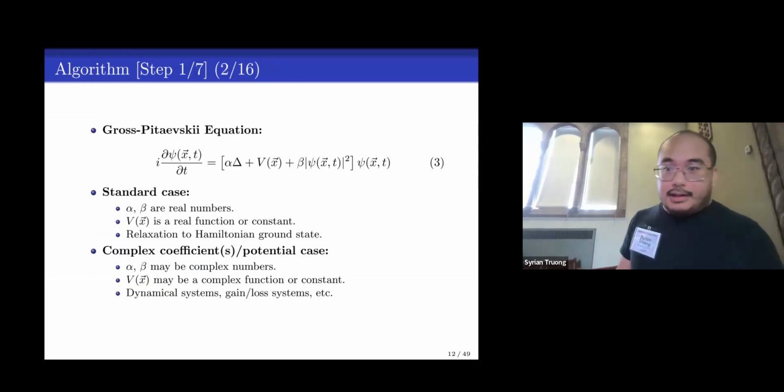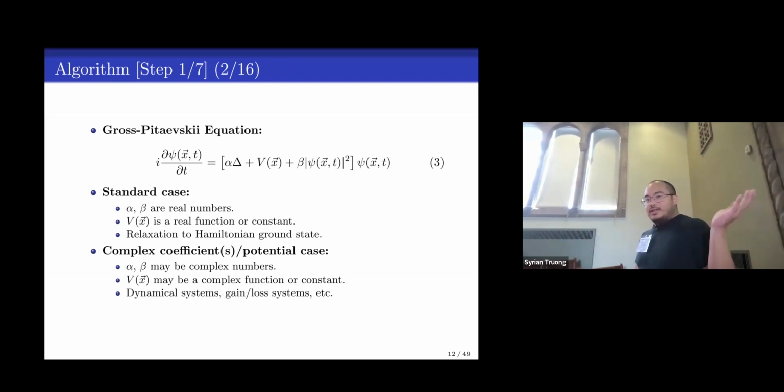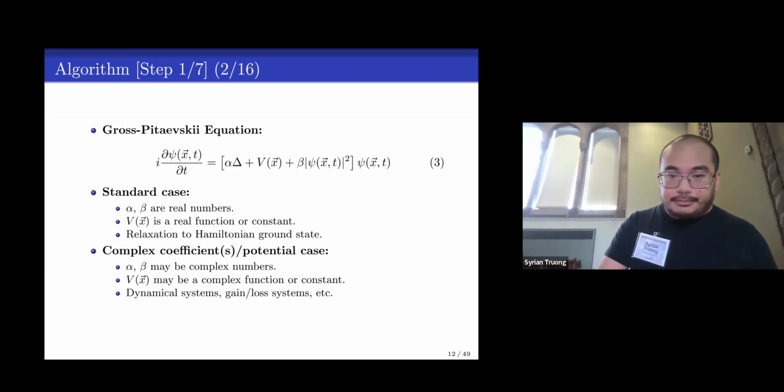Let's go into it. All right. Same as before, you see this Gross-Pitaevskii equation, nothing changed. Let's just note the difference between the standard case and the complex coefficient and potential case. So alpha, beta, and the potential are all real numbers in the standard case, and it describes relaxation to Hamiltonian ground state behavior. But with the complex coefficient and potential case, the alpha and beta terms and the potential may or may not be complex. This can describe systems that are more dynamical or have gain and loss. They're not as simple as the standard case.